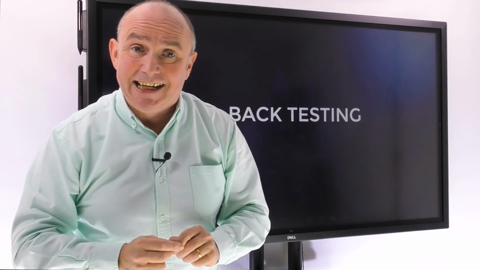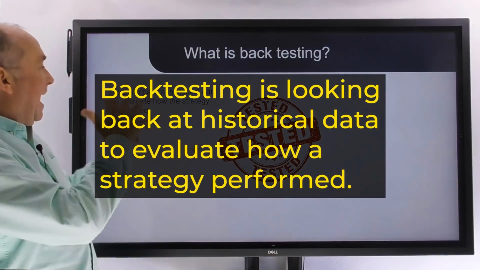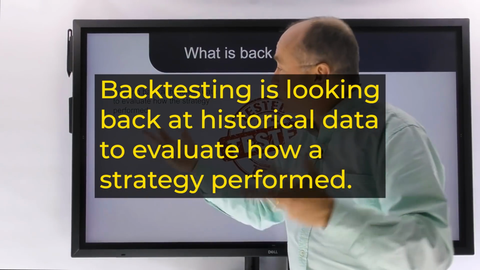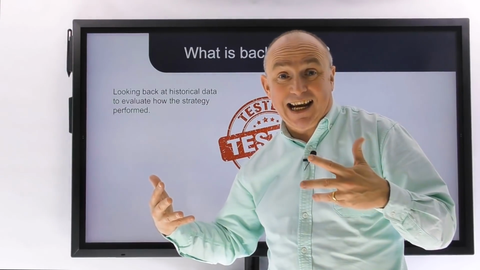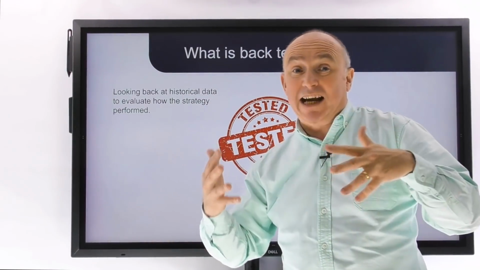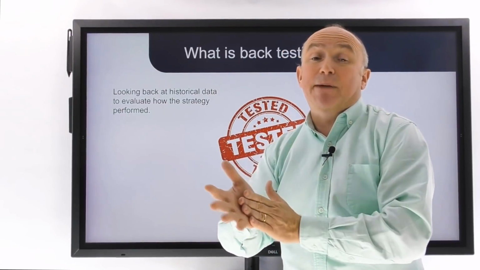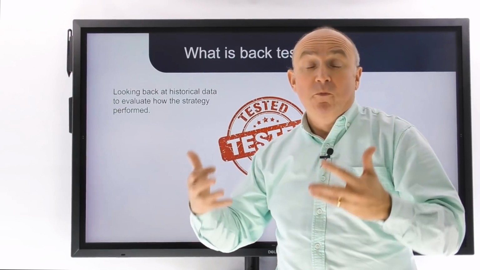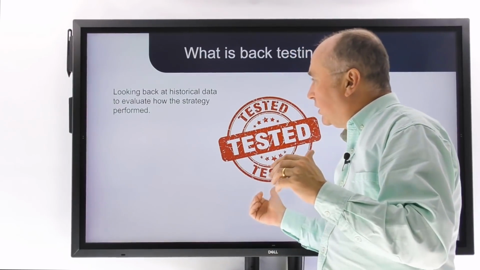So what exactly is backtesting? Well, backtesting is basically looking back at historical data to see how your particular strategy would have performed in the past. So all the charting platforms these days provide all the historical data. So you can look back last year, 5 years, 10 years. Some packages go back even up to 20 years. So you can basically perform your strategy over past data to see how it worked.